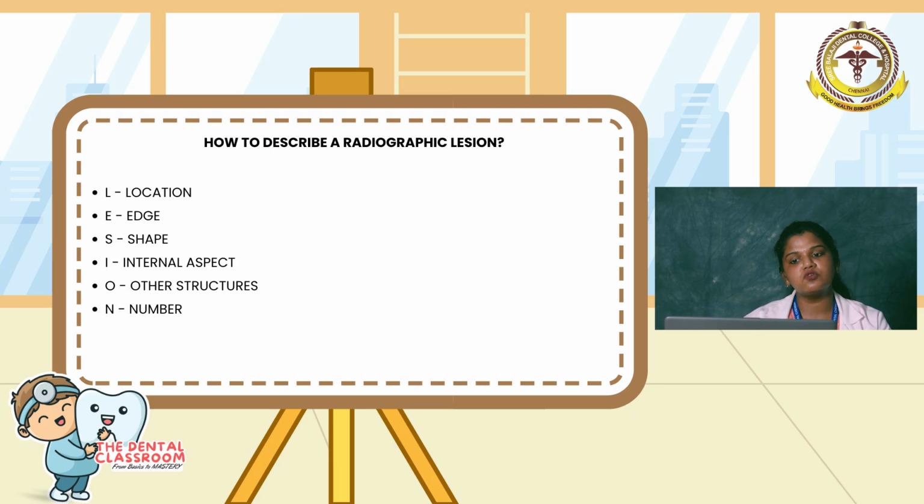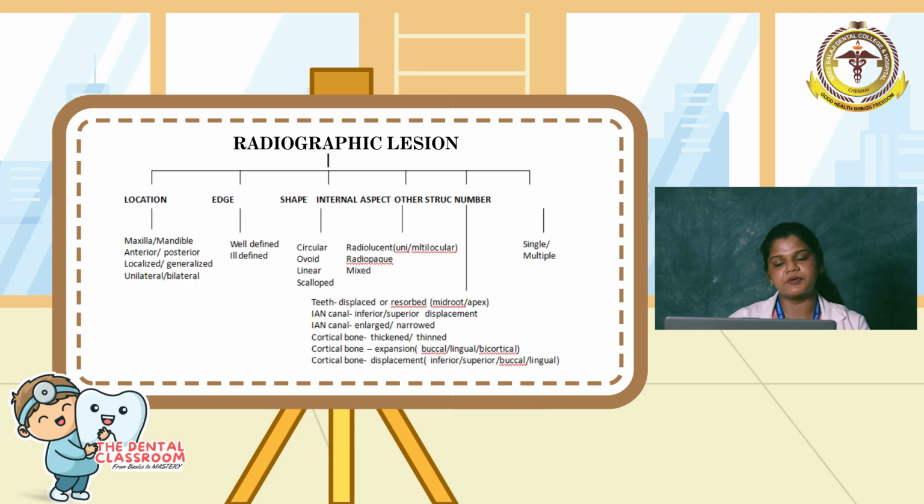So, now how to describe a radiographic lesion? There is a mnemonic for this: lesion, L-E-S-I-O-N. L stands for location, E is the edge, S is the shape, I the internal aspect, O is the other structures, and N is the number. This is how to describe a radiographic lesion.